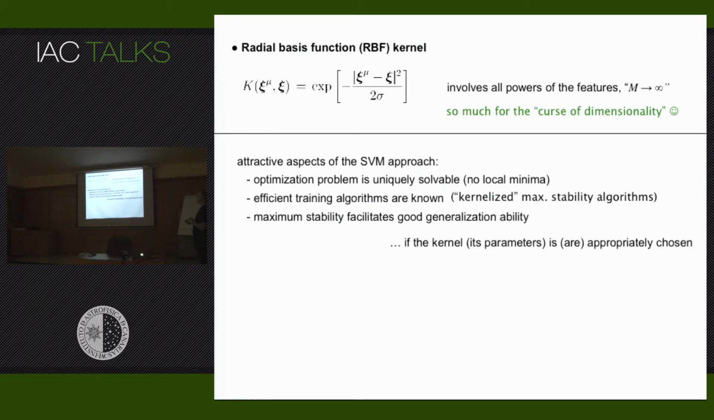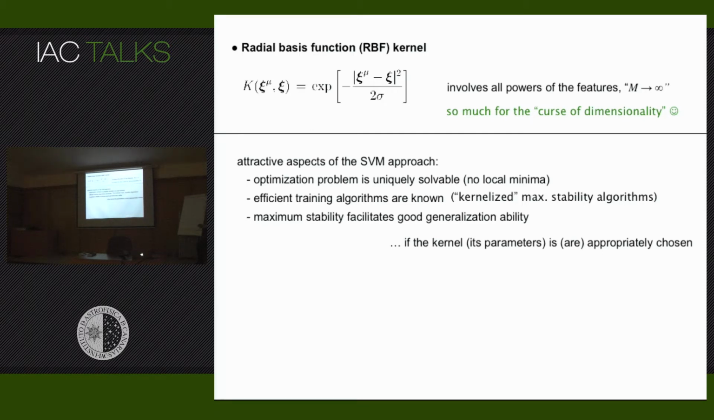What are attractive aspects of the SVM approach? Well, once I found a kernel that works, the optimization problem is uniquely solvable. There are no local minima or maxima or whatever. I don't have to worry about that. It's quadratic optimization. I find the solution. And this was the strong point in the beginning about the support vector machine. There are efficient training algorithms. Any maximum stability perceptron algorithm you can kernelize and use for the support vector machine. And maximum stability, that was the starting point of all this, facilitates good generalization ability.